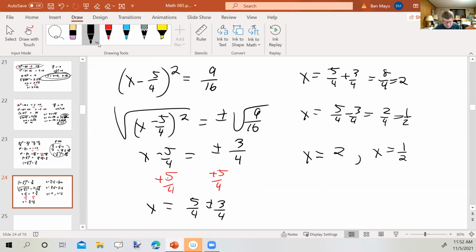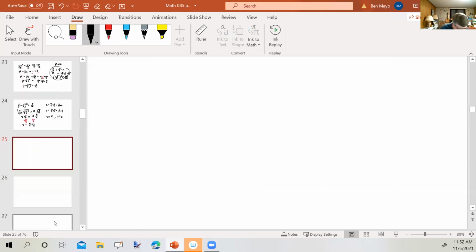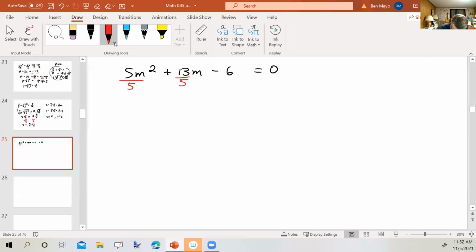Let's take a look at another example. 5m squared plus 13m minus 6 equals 0. So the first thing we want to do is get a leading coefficient of 1. So we're going to divide each term by the coefficient of m squared, which is 5. This gives us m squared plus 13/5 m minus 6/5 equals 0.